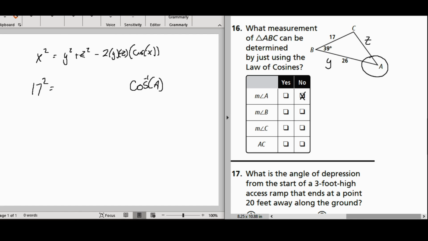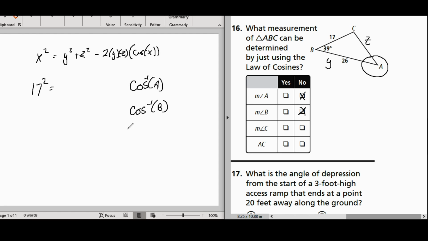Let's look at angle B. Nice thing about writing this in general form is I can now change this to cosine of B. And we're going to quickly see, well, not even that. We already know what it is. So no, we don't need the law of cosines to solve for it. Now let's look at what's next.